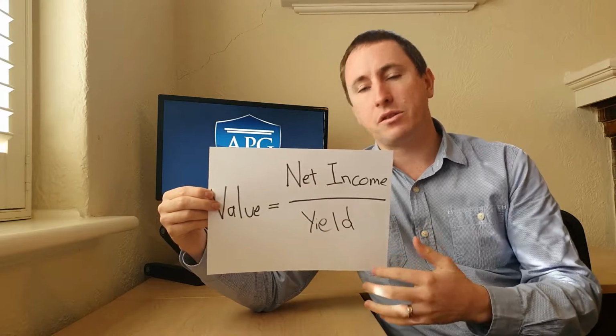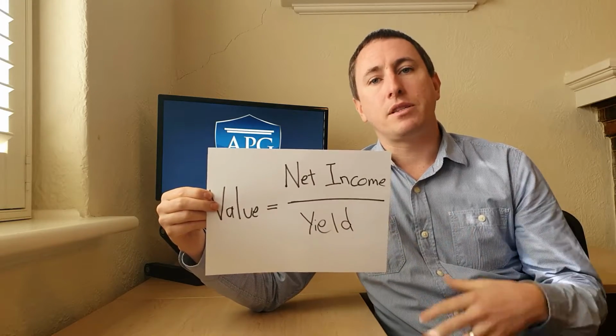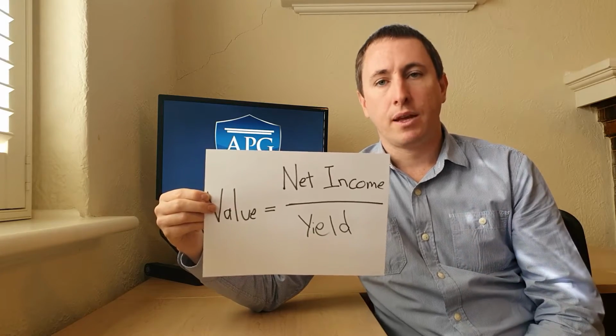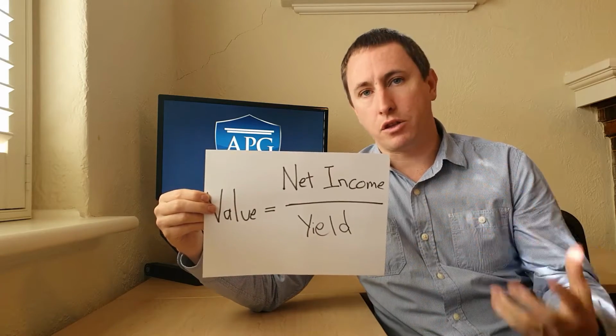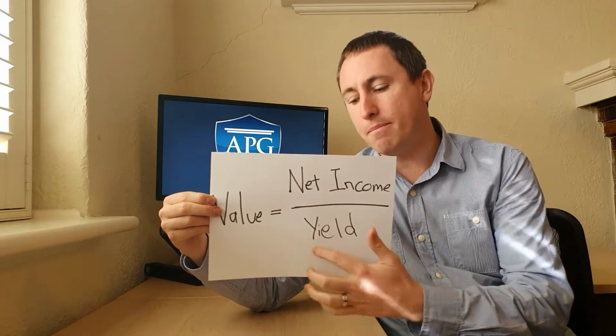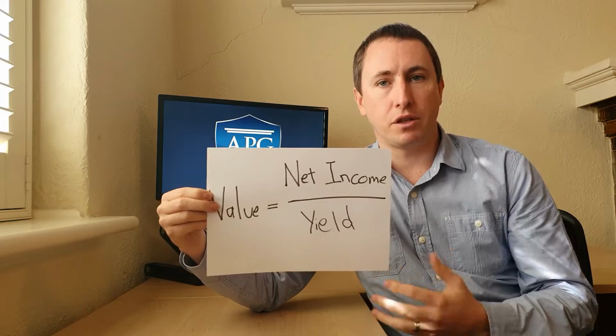And the bottom one here is the yield. This is what sort of return investors are expecting on this type of property. Now this is going to really depend on the type of property, where it is, who the tenant is. This is really the market. What are people expecting for this type of property?